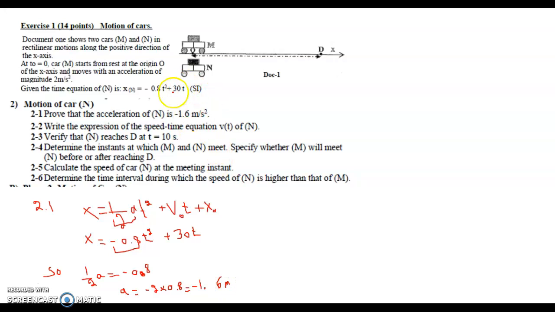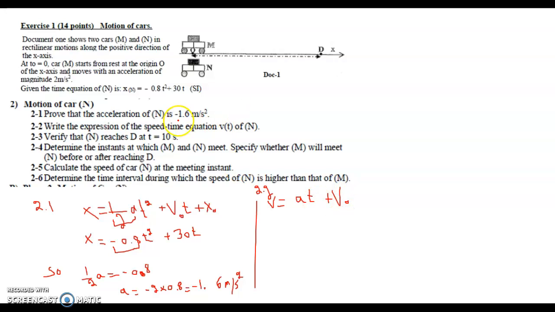As long as you are given here that the values are in SI units, so meters per second squared. Now 2.2, write the expression of the speed-time equation. Now for UDRM, v is equal to at plus v0. So this is part 2.2: v equals at plus v0.